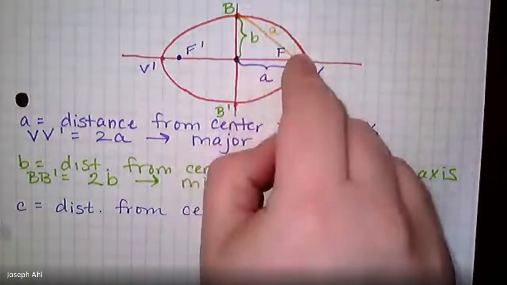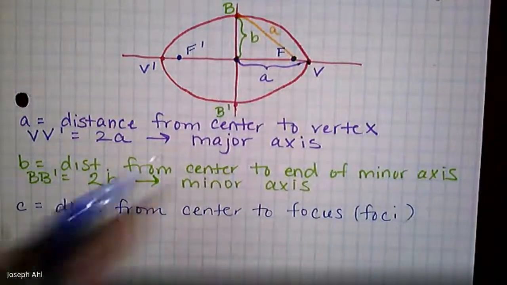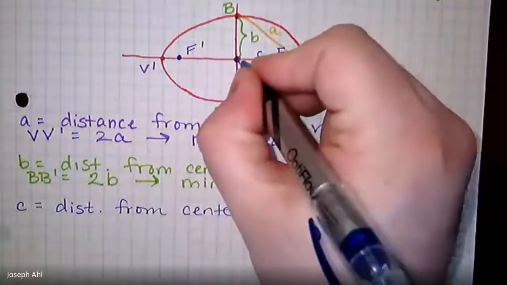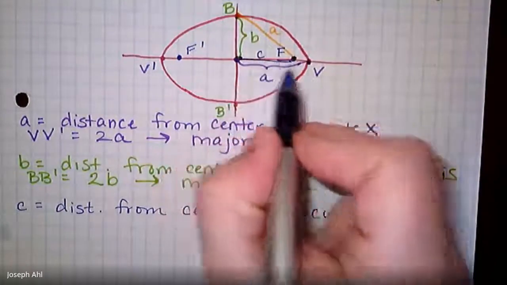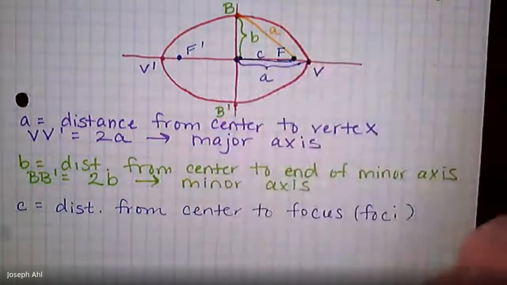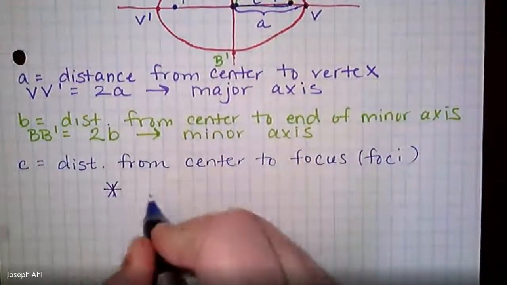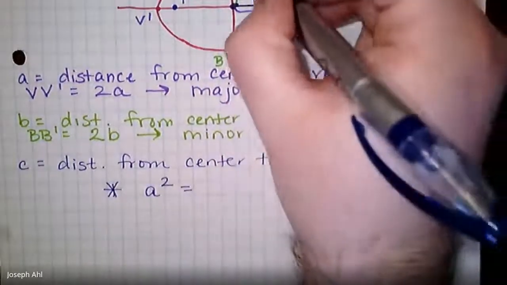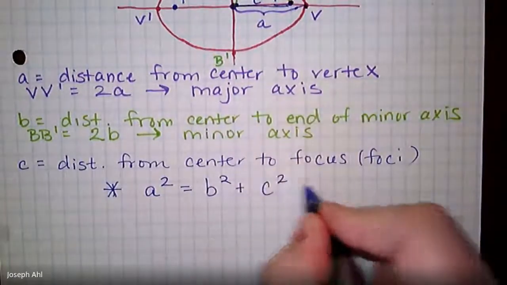So because of that, let's say we denote this length down here as c. How colorful is this getting? This is really nice here. If I call this length c, now we have a little right triangle that we can use the Pythagorean theorem on. So a very important relationship in an ellipse is that a squared, because a is the hypotenuse here, equals b squared plus c squared.